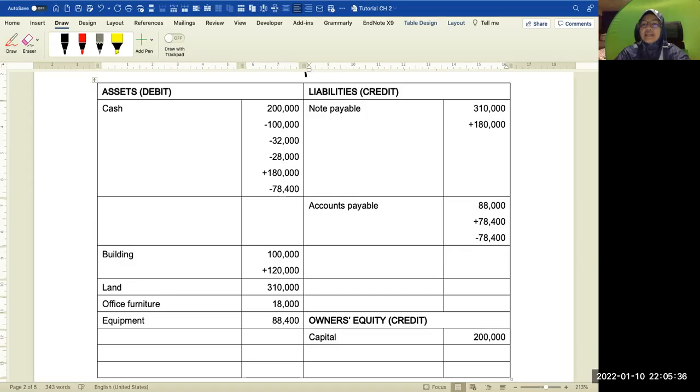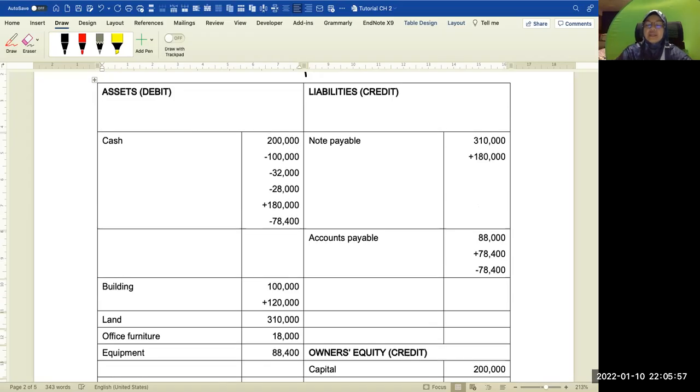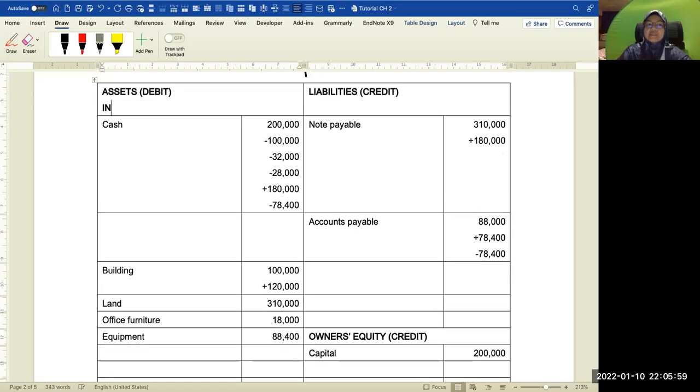So the nature of the account is, if it's an asset, then if there is an increase, it will be debited. If there is a decrease, then the asset will be credited. So that's what is meant by debit and credit. All right, so we are saying that debit is an asset increase.